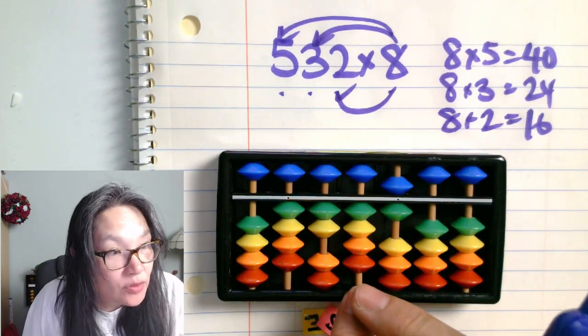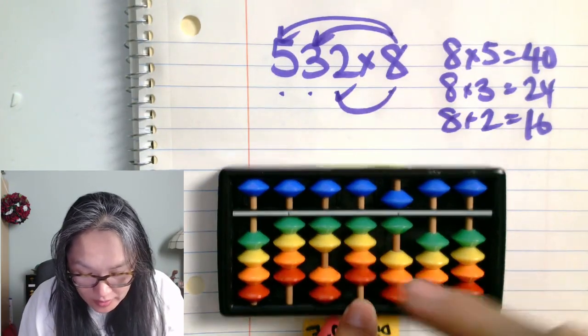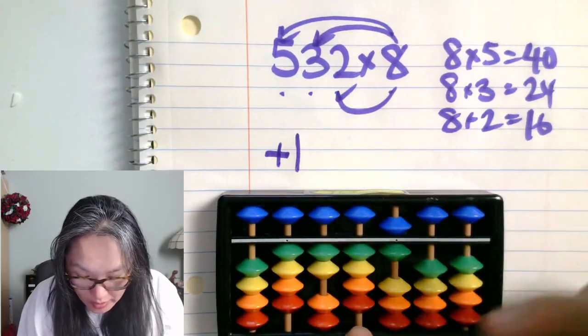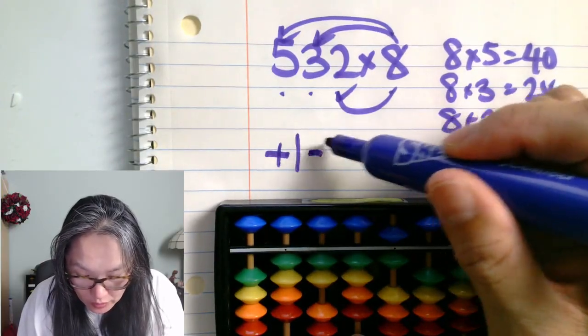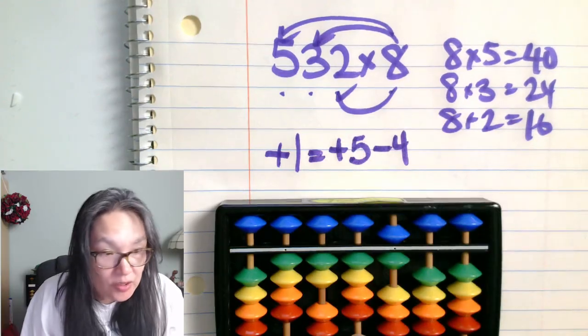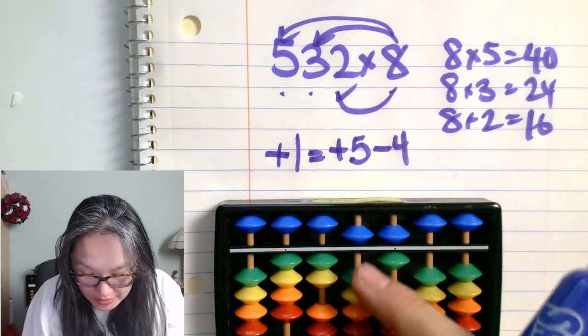This is where we have to talk about a formula. The formula is we don't have any more beads to add the 1. So when we want to add the 1, we have to plus the 5 minus the 4. This is a formula that we need to do. So with the formula, we have to plus the 5 minus the 4.